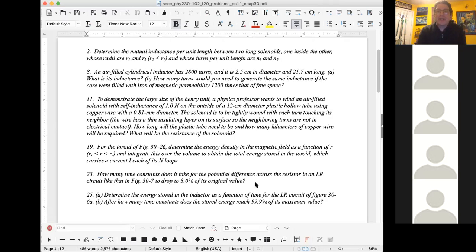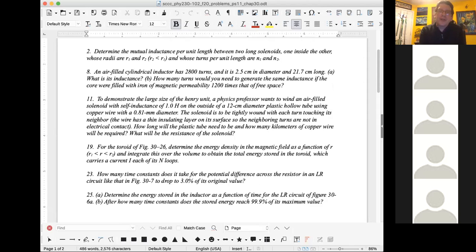So that brings us to number 8. An air-filled cylindrical conductor is 2,800 turns, and it is 2.5 centimeters in diameter and 21.7 centimeters long. So A, what is its inductance? And you've got enough information to figure that out.